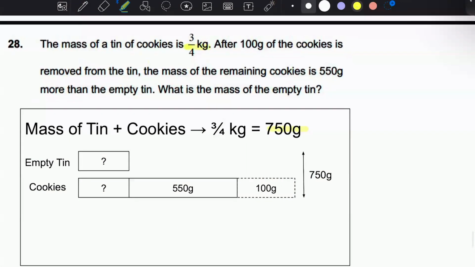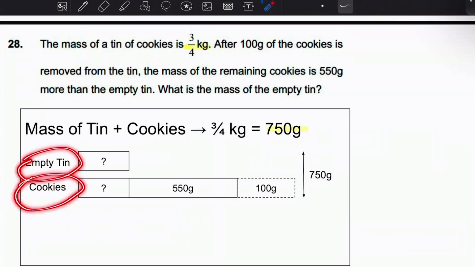So this, I draw the model here. There are two parts to this model. You have your empty tin, okay? And then you have the weight of your empty tin, and then you have the weight of your cookies. And then the total is 750 grams, okay?